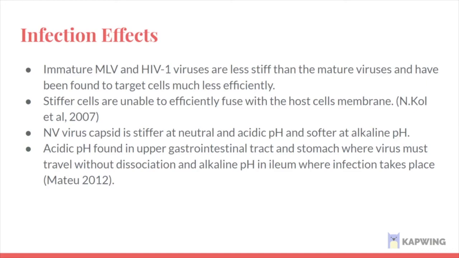Also, environmental factors have been seen to be important. As we heard from James, pH can have an impact on capsid self-assembly and stability. Norovirus has been found to be mechanically stronger under acidic conditions, such as in the gastrointestinal tract and stomach, where infection is not supposed to take place and the virus is meant to travel unimpacted. However, it's also been found to be weaker under alkaline conditions, such as that in the ileum, where infection is supposed to take place.